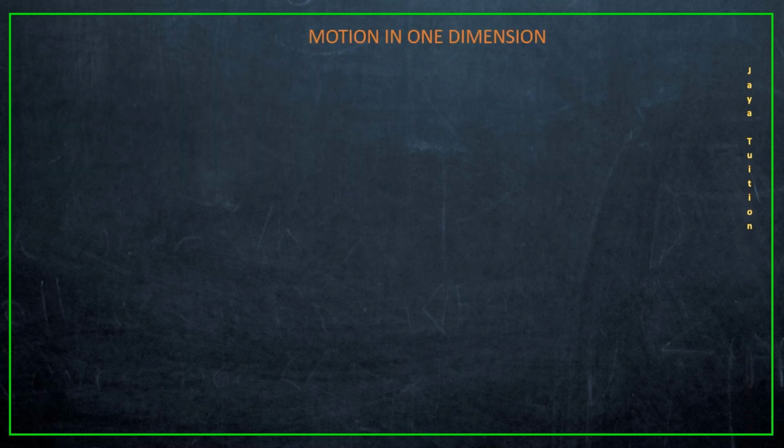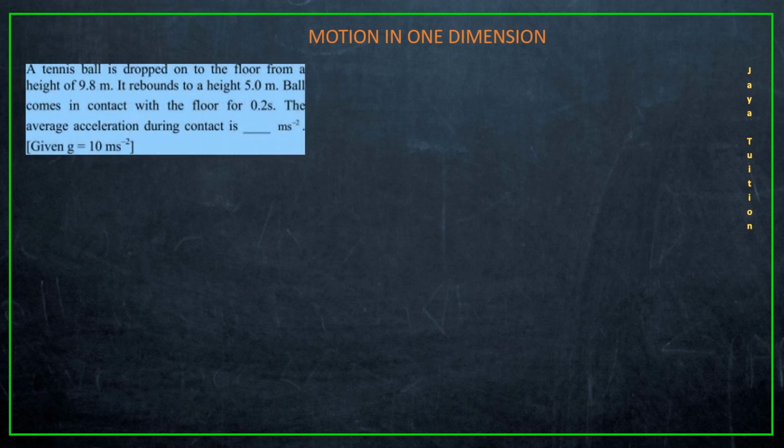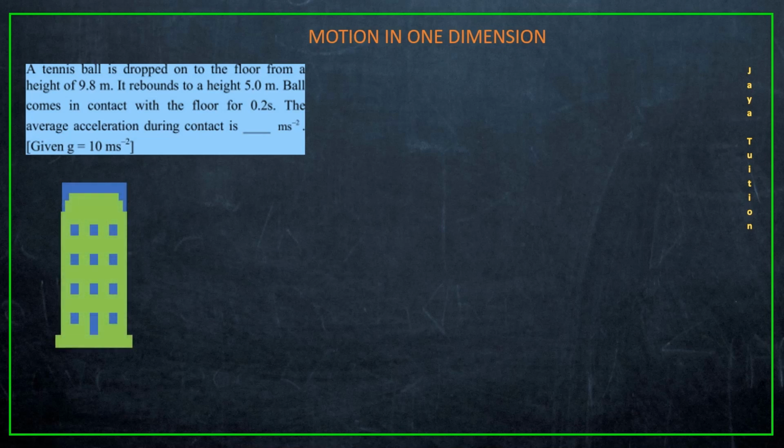In this question, it has been given that a tennis ball is dropped on the floor from a height of 9.8 meters. It rebounds to the height of 5 meters after it comes in contact with the floor. The ball is in contact with the floor for 0.2 seconds. We need to find the average acceleration during the contact between the ball and the floor.